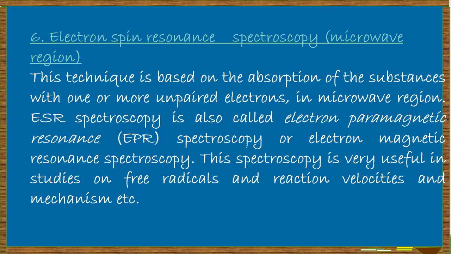This technique is based on the absorption of the substances with one or more unpaired electrons in microwave regions. The ESR spectroscopy is also called electron paramagnetic resonance (EPR) spectroscopy or electron magnetic resonance spectroscopy. This spectroscopy is very useful in studies on free radicals and reaction velocities and mechanism, etc.